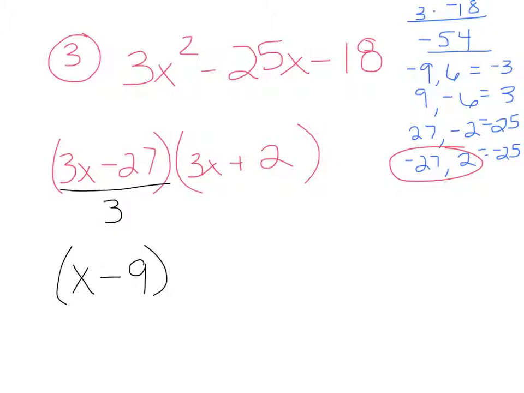Okay, so I took 3x divided by 3 to get x, and I took 27 divided by 3 to get 9. The second parentheses, 3x plus 2, does not divide by anything, so we just leave it the way it is, and we write 3x plus 2, and there's your answer.